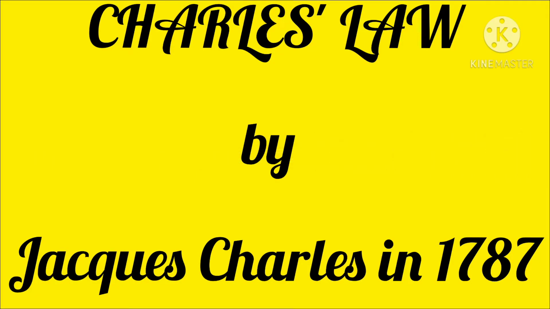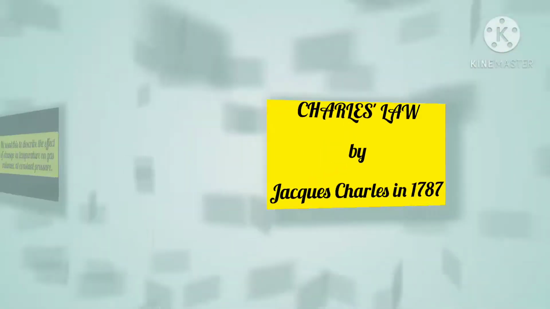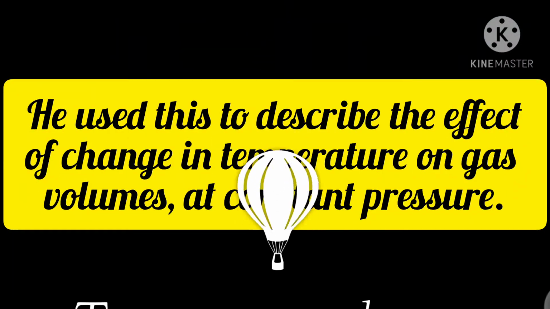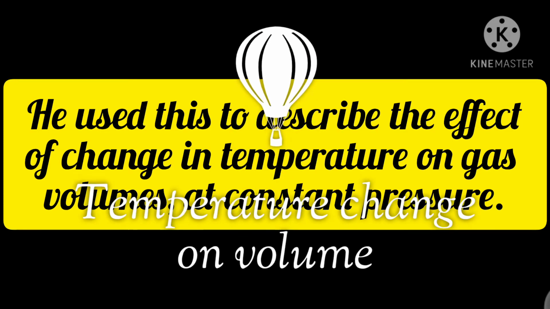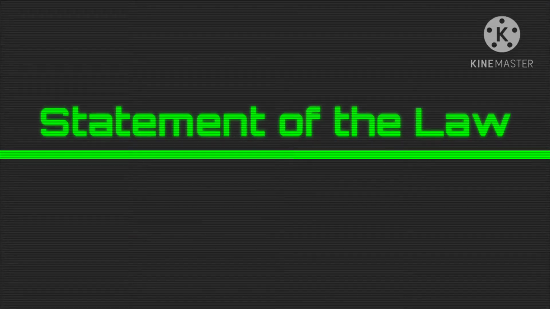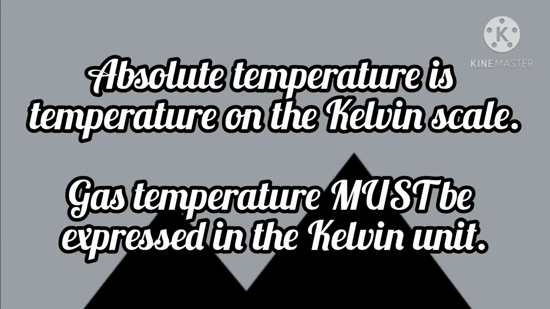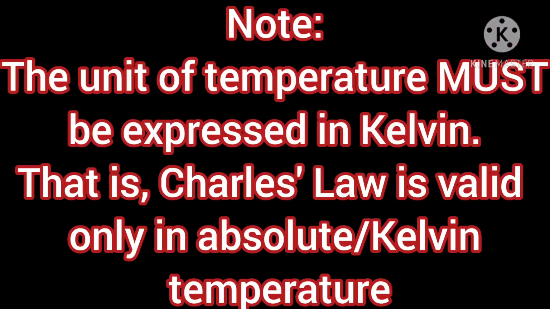Let's examine Charles' law as postulated by Jacques in 1787, in which he describes the effect of temperature on volume, the effect of temperature change on volume of gases. Charles' law states that the volume of a given mass of gas is directly proportional to its absolute temperature at constant pressure.